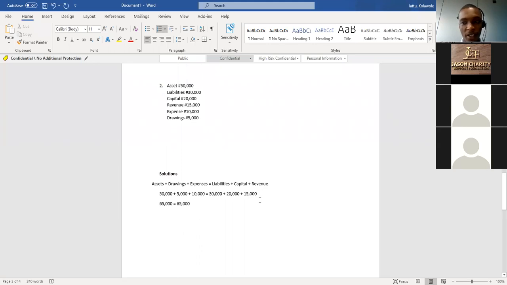So we know all of this. Don't forget, you guys need to know the last formula. That's asset plus drawings plus expenses equals to liabilities plus capital plus revenue. It is very important. If you know that formula, there's no question they want to bring when it comes to accounting equation that you guys won't be able to solve. I can guarantee you guys that.